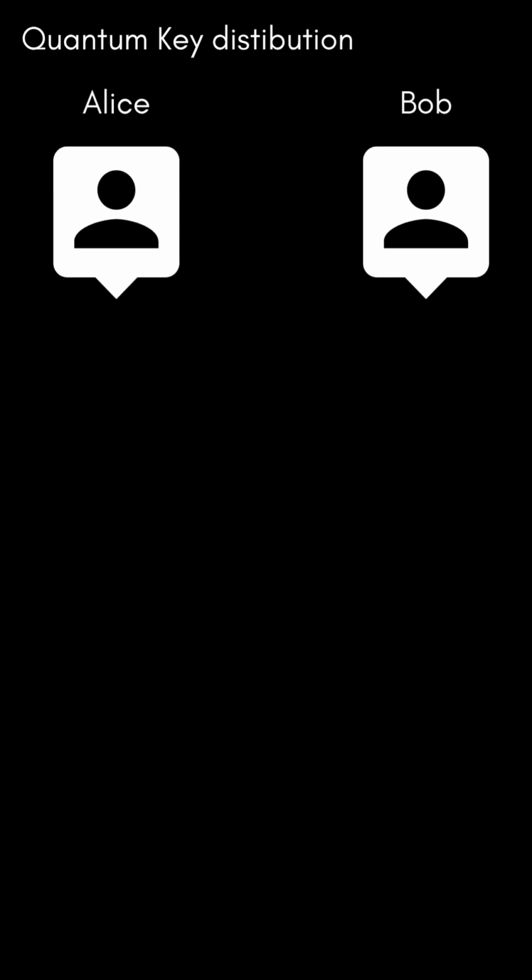Have you ever heard of quantum key distribution, also known as Protocol BB84? I'll talk you through how it works. First, here we have Alice, who needs to send an encryption key to Bob, but wants to make sure it's not intercepted. Let's try using quantum key distribution.